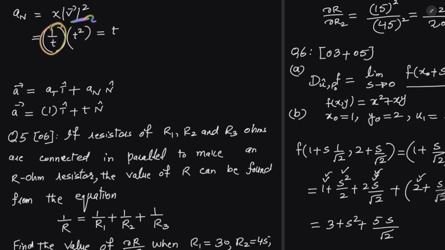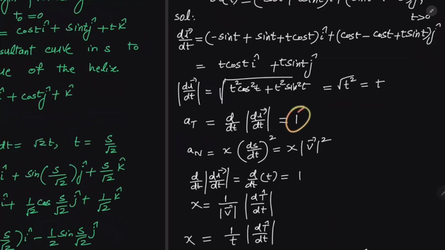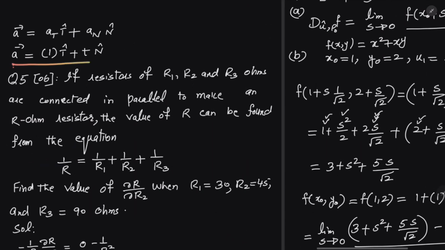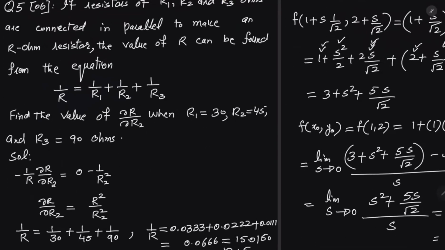Velocity vector magnitude square is t square, so we get t. So the final answer is the tangential component is 1. Tangential component is 1, and the normal component you have to remember or memorize in some way, you get this formula. Question number 5 is also a very tricky question.